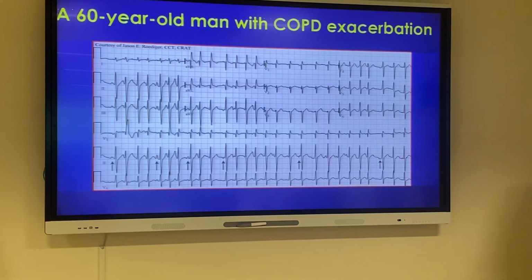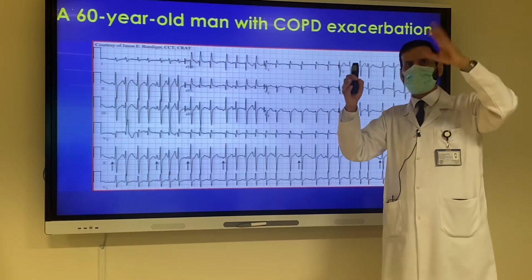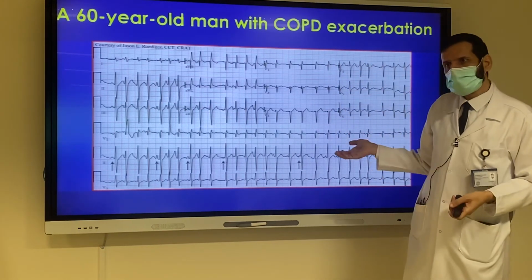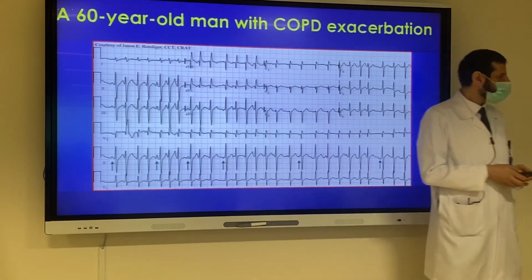So what is telling you that this activity is coming from the atrium, but not from one area of the atrium? Sometimes from the right atrium, sometimes from the left atrium, sometimes from the upper atrium, sometimes from the lower atrium. What is this condition called? Multifocal atrial tachycardia. It is rare, not common.